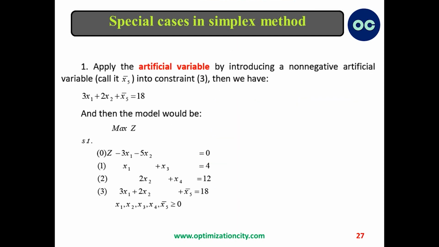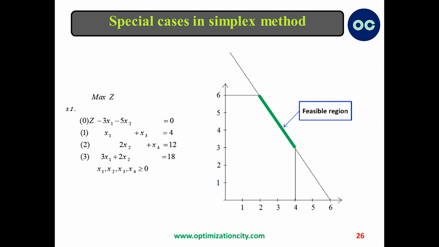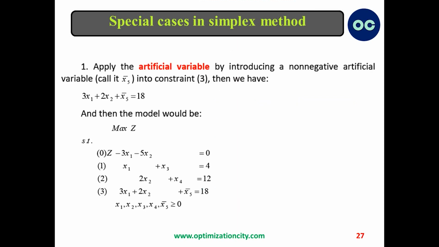Unfortunately, this model does not have an obvious initial basic feasible solution because there is no slack variable to use as an initial basic variable for constraint 3 here. So you can see that you don't have any slack variable to pick as the initial basic solution. So you need to find an initial basic solution to begin the simplex method. What can we do? Here is one way to overcome this difficulty.